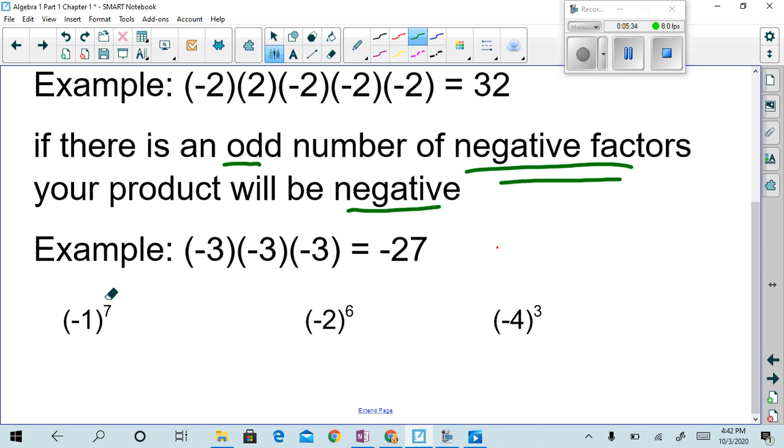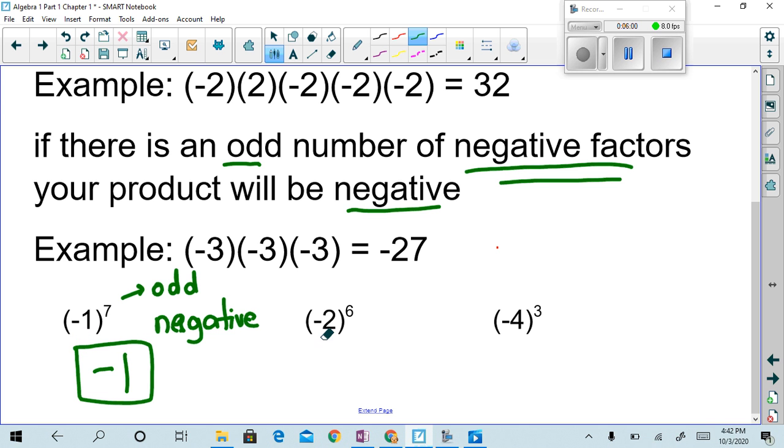Negative 1 to the 7th power. That means I'm taking this factor negative 1 and multiplying it by itself 7 times. 7 is an odd number, so that means my product is going to be negative. And we know that when we're multiplying 1 times itself, we just get 1, so my product is negative 1.